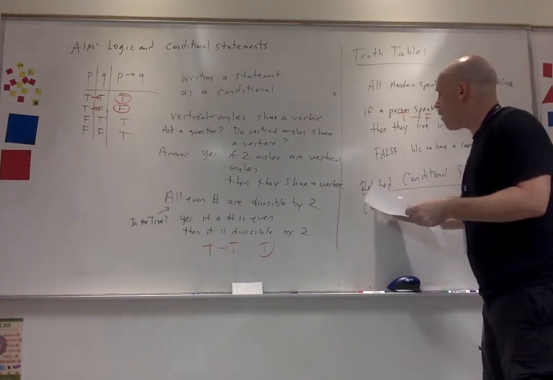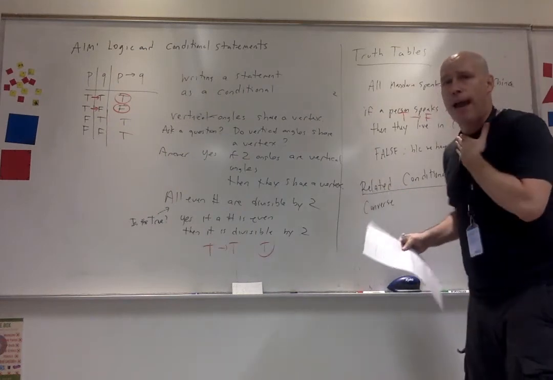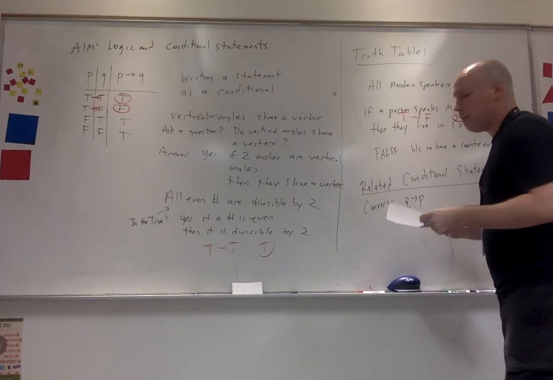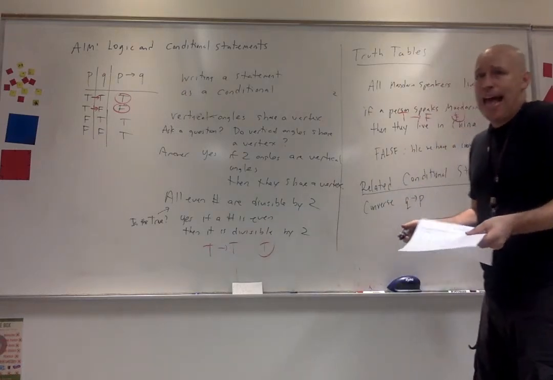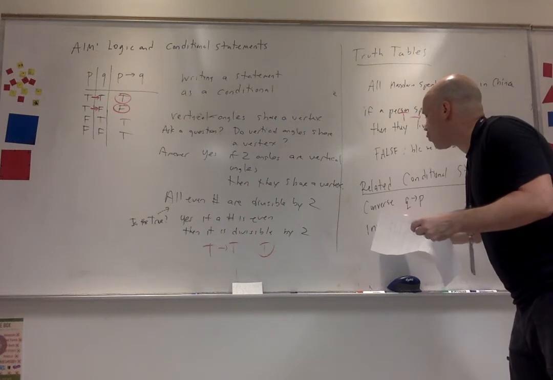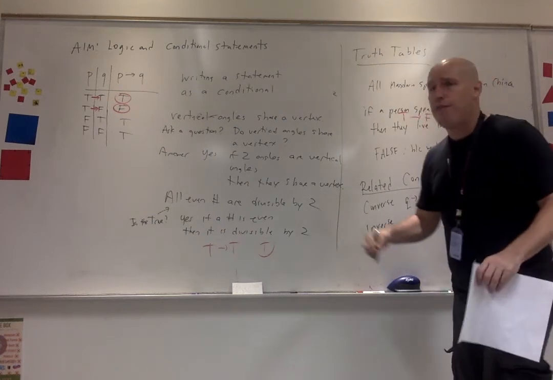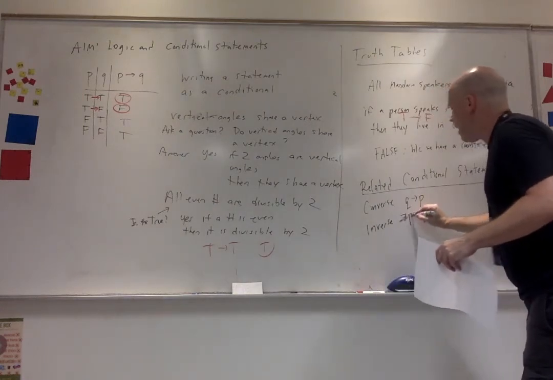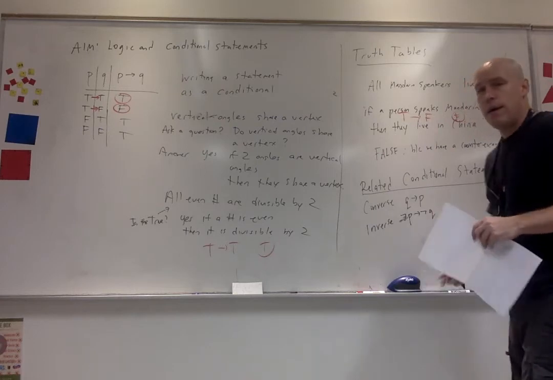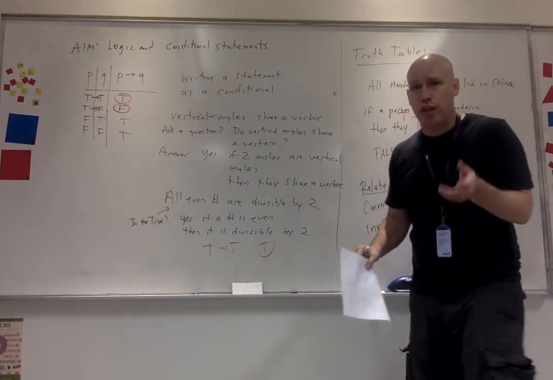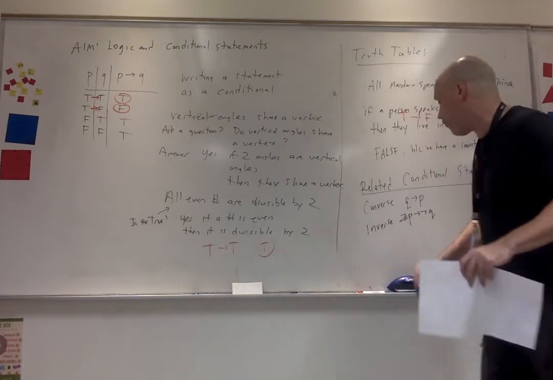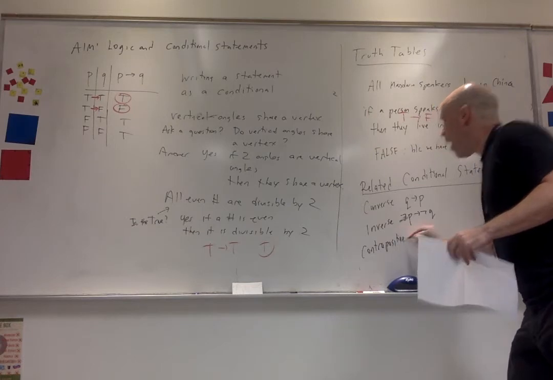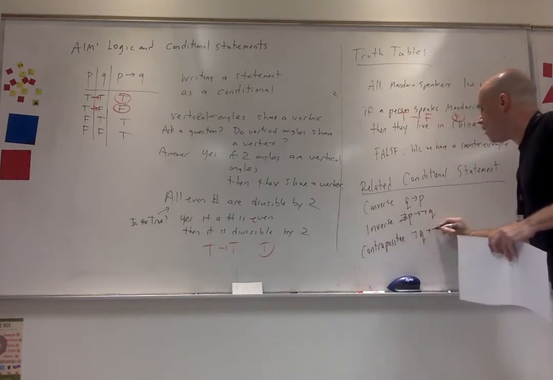The first thing is called the converse. The converse of my truth is Q implies P. The next thing we're interested in as logicians is the inverse. The inverse of my original truth is not P implies not Q. And the third thing we're interested in as logicians is the contrapositive, and that's not Q implies not P.